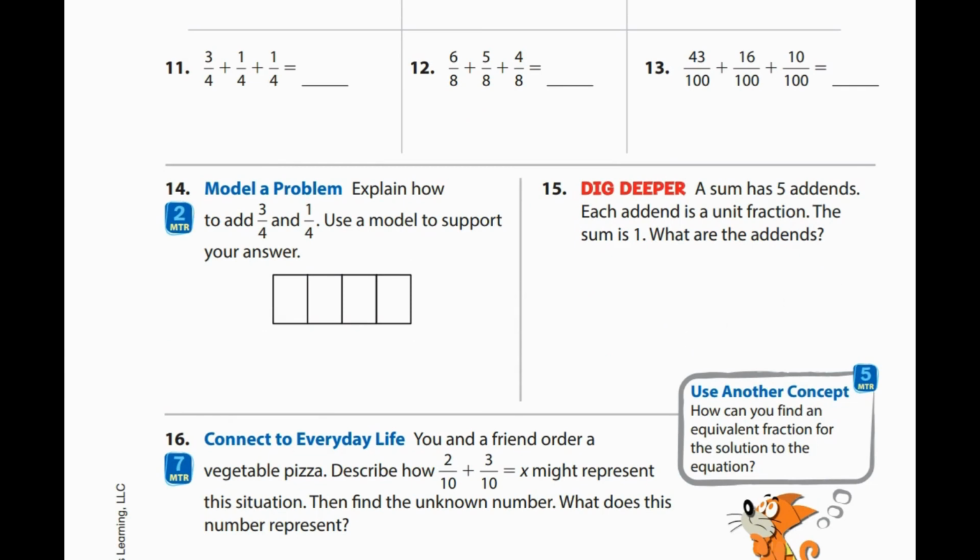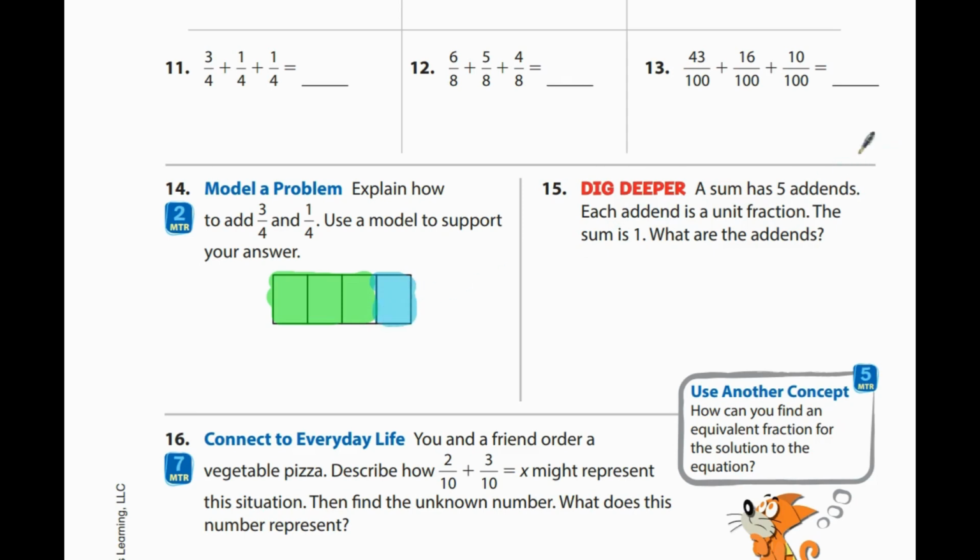Now let's take a look at model a problem. It says number 14, explain how to add 3/4 and then another fourth. Use the model to support your answer. Okay, that's simple. If I had 3/4, let's color in 3/4, but I added 1/4 to that.